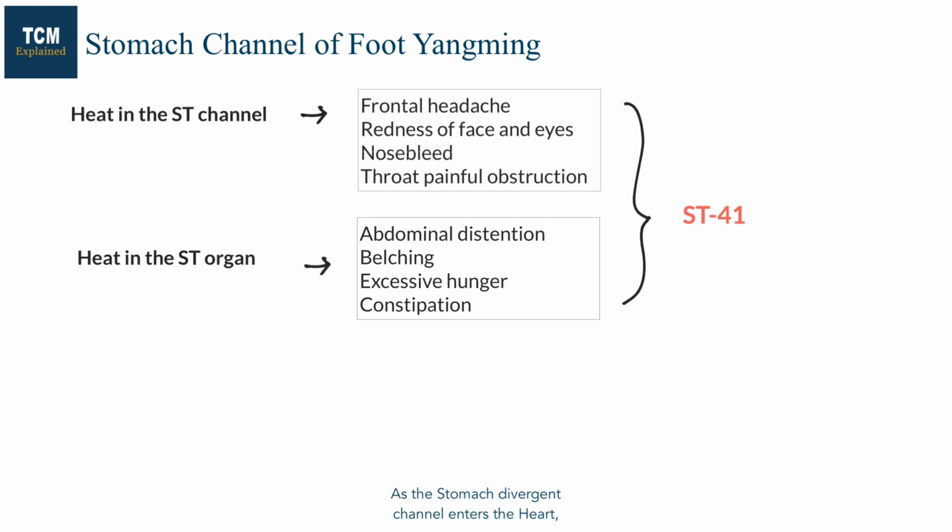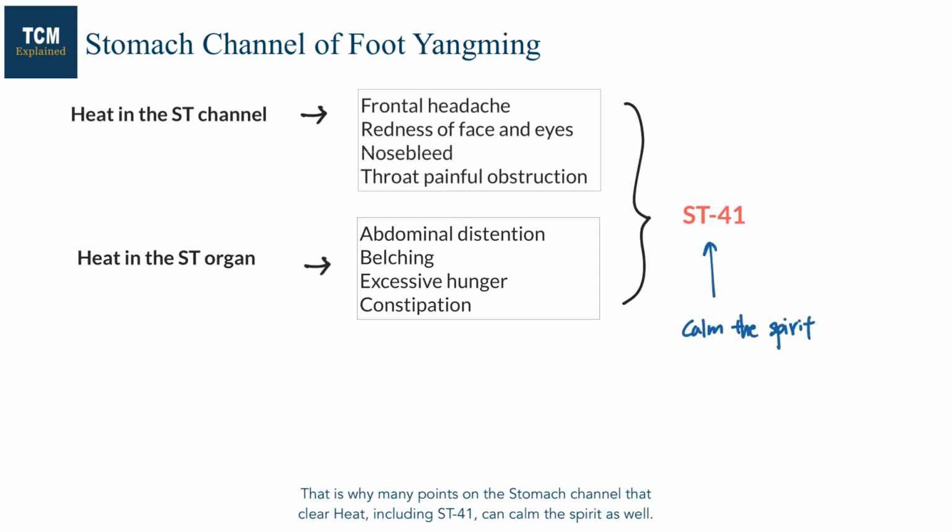As the stomach divergent channel enters the heart, clearing heat in the stomach channel has the effect of calming the mind. That is why many points on the stomach channel that clear heat, including ST41, can calm the spirit as well.